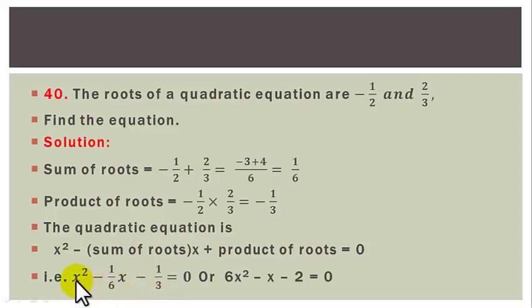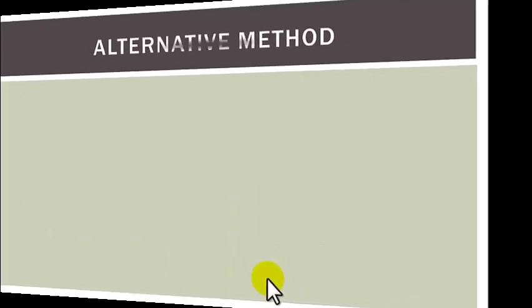So if we multiply this through by 6, this will give us 6x squared minus x, because this 6 will cancel, minus 3 will cancel 6 to give us -2, equal to 6 times 0 is 0. So that will give us 6x squared minus x minus 2 equal to 0. That is the required quadratic equation.